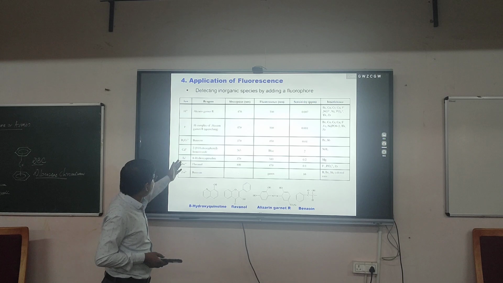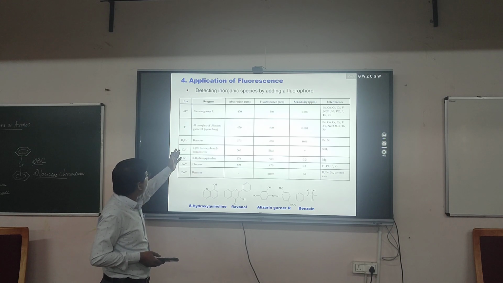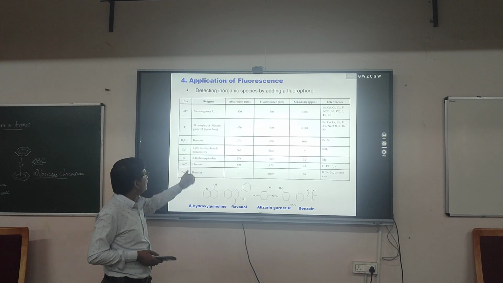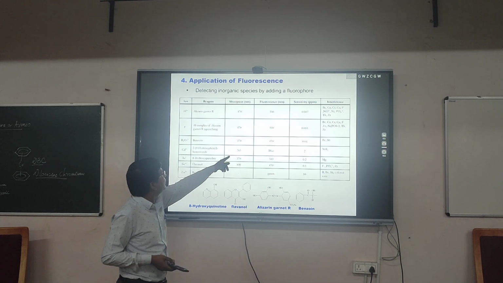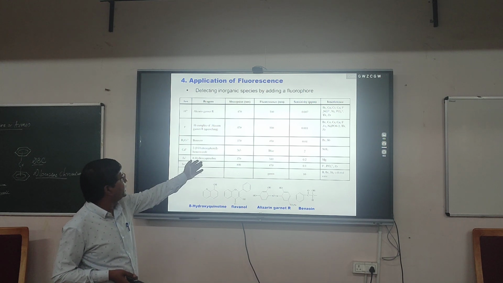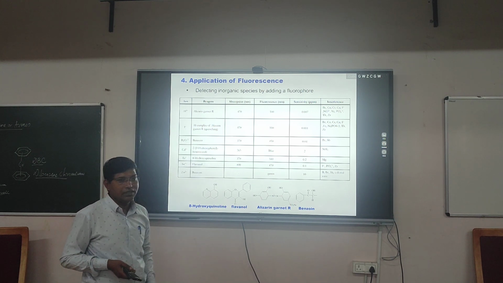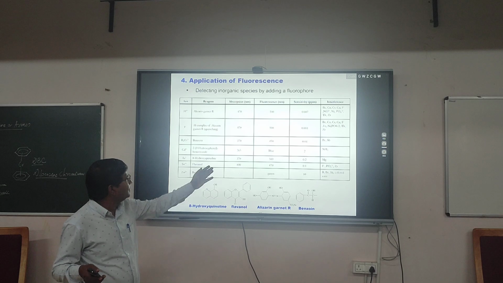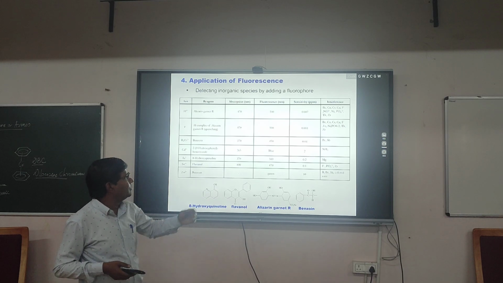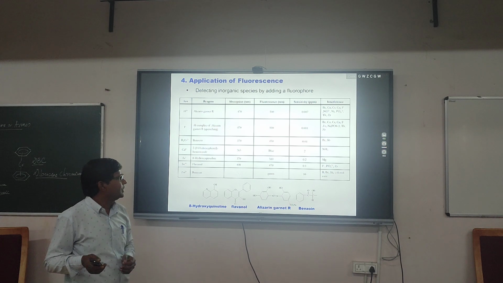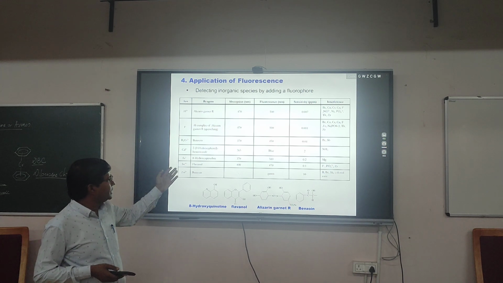So there are different elements, and for these there are different fluorophores. If you want to determine cadmium from any sample, you have to use this fluorophore, which has an excitation or absorption radiation of 365 nanometer. We will get a blue fluorescence light, and we can determine up to 2 ppm of the element cadmium present in the sample.